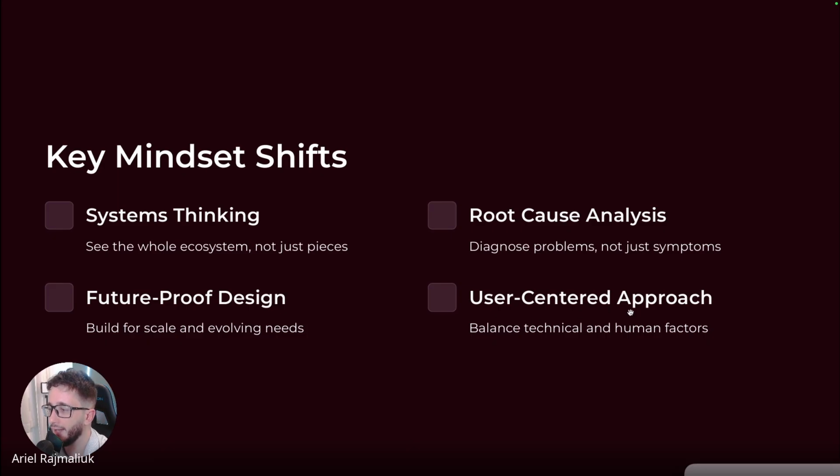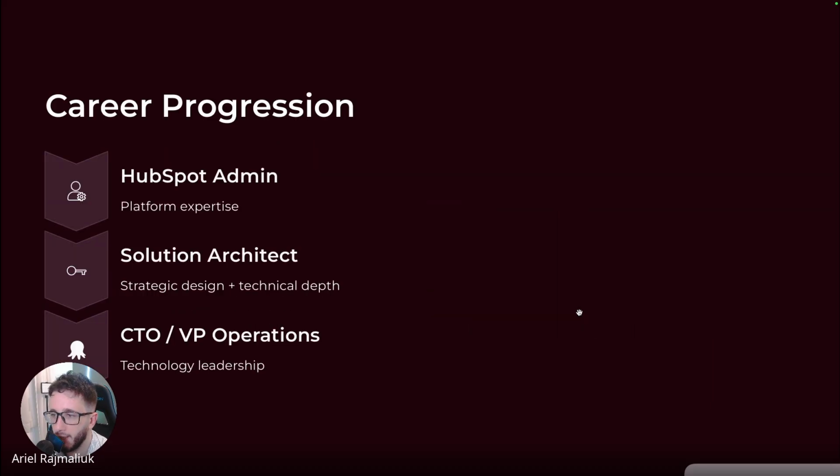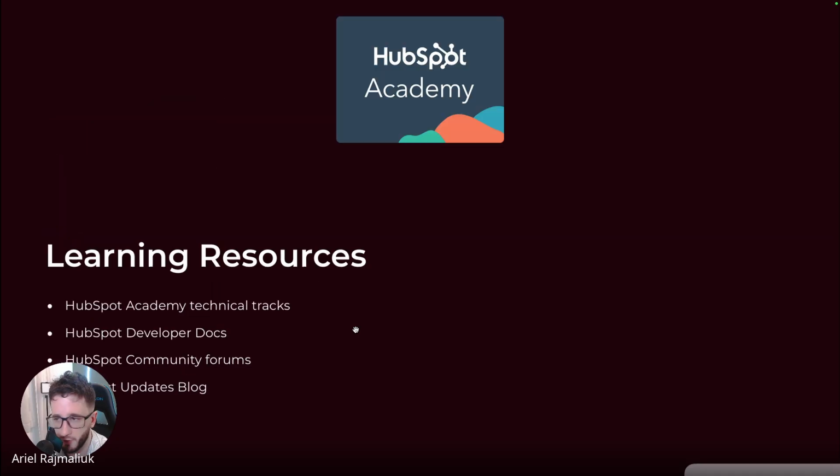Okay. And then user-centered approach. As I said, you cannot force the real HubSpot users to fill out 25 different fields just because you want good reporting. I understand that you want good reporting, but if they don't use it, you won't have reporting at all. So you need to balance that. Okay. So you probably start as a HubSpot admin, then you become a solution architect, and then you probably end up being a CTO or VP of operations.